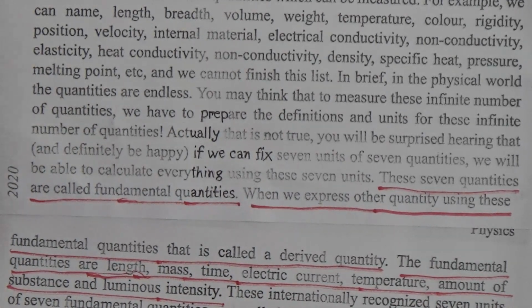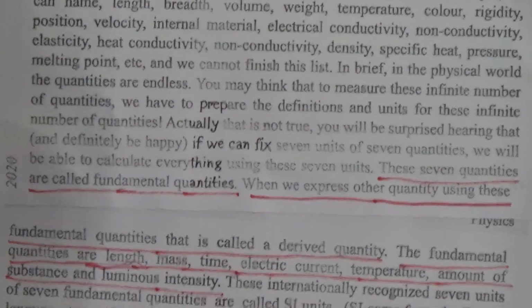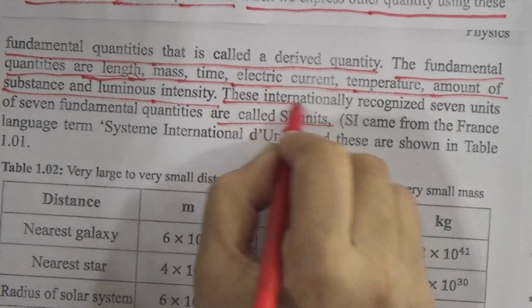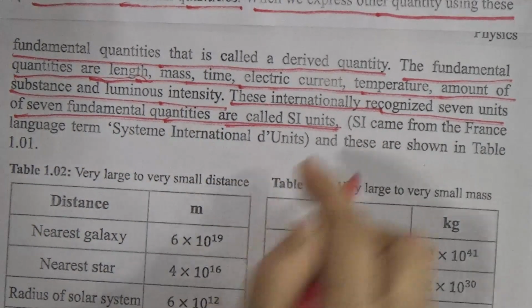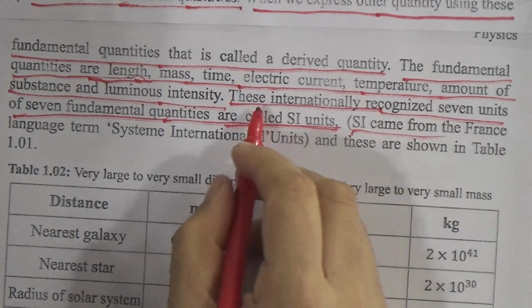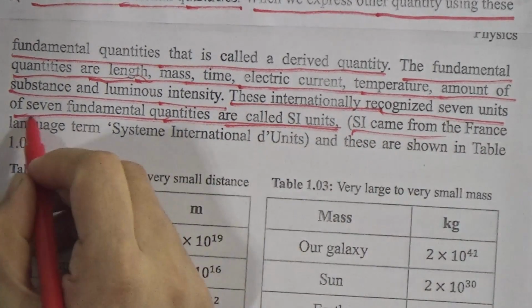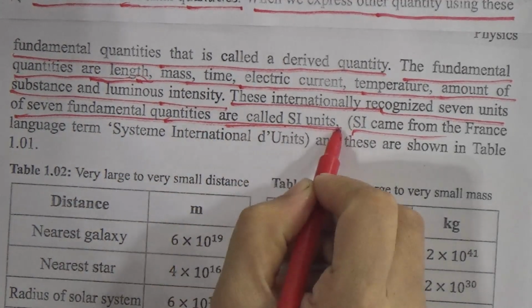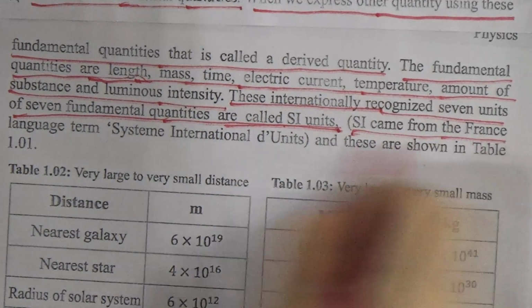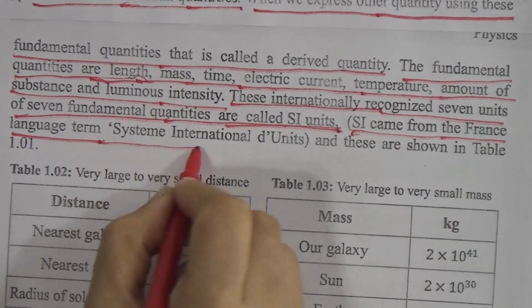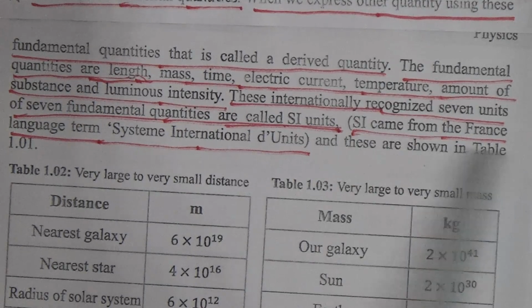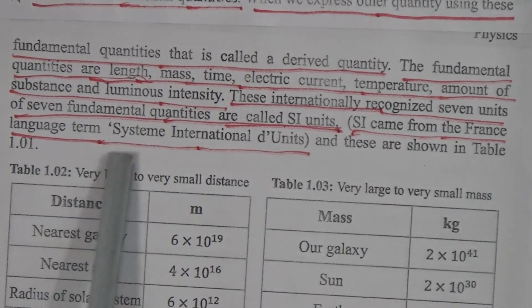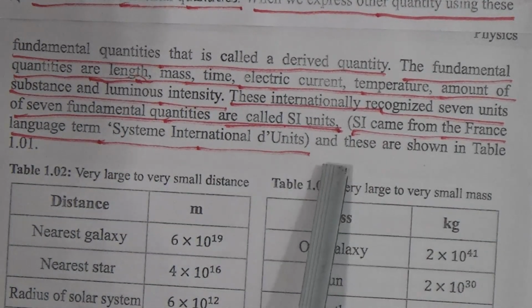And these internationally recognized 7 units of 7 fundamental quantities are called SI units. This one is very important and you have to memorize it properly. SI comes from the French language term System International the units. These are very very important for MCQ. SI came from the French language term System International the units, and these are shown in table 1.